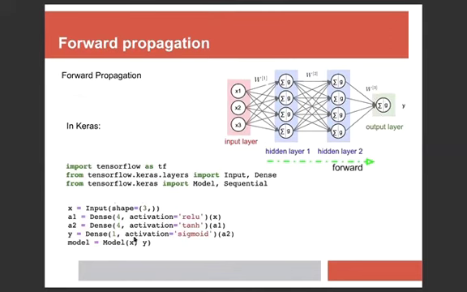And therefore, we have the first line, the dense layer with output dimension 1, and the activation function is equal to sigmoid, and its input is the output of hidden layer 2. Then we build the model by indicating the input X and the output Y.